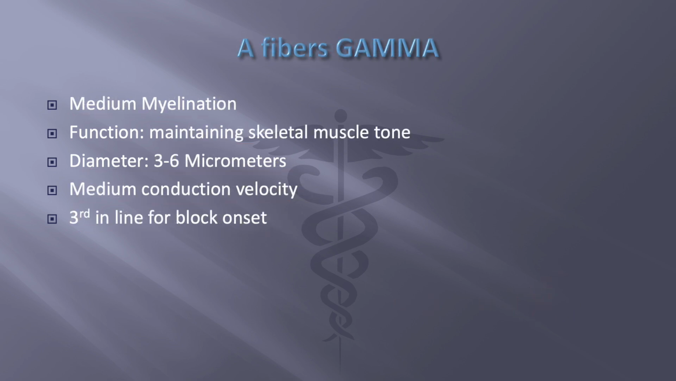All right, the gamma fibers, A gamma fibers. They are considered to have medium myelination. Their function is they're going to maintain skeletal muscle tone. All right, a little bit smaller now, 3 to 6 micrometers. They have medium conduction velocity. Now you see a change. They're third in line for block onset.